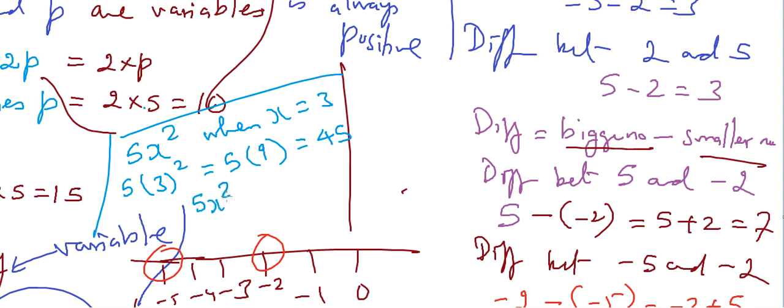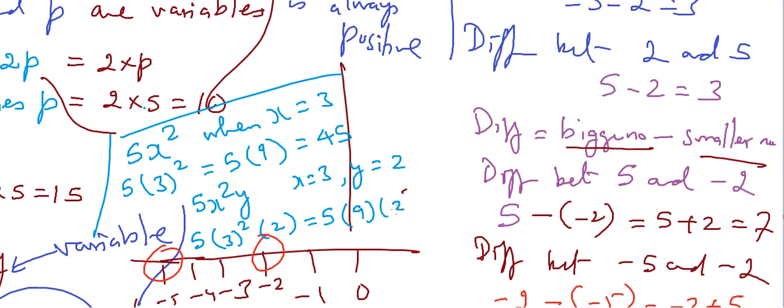Suppose 5x square y. What is the value of 5x square y when x is equal to 3 and y equal to 2? Then it's 5 into 3 square into 2. So 3 square is 9. To evaluate easily, you multiply 5 and 2 first. 5 into 2 is 10. So 10 into 9 is 90. So the value of this is 90.